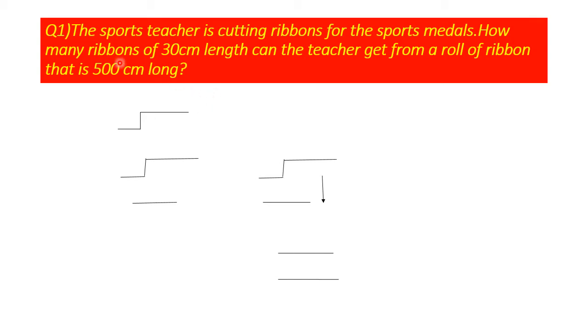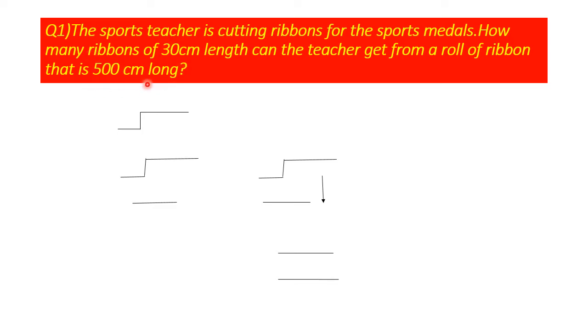We already know that there is a sports teacher, and he is trying to cut ribbon for sports medals. Whenever we get medals in a competition, they always come with a ribbon. So we have to find out how many ribbons of 30 centimeter length each. That means the length of each ribbon should be 30 centimeter, and then we have to find out how many ribbons are required from the roll of ribbon that is already 500 centimeter long.